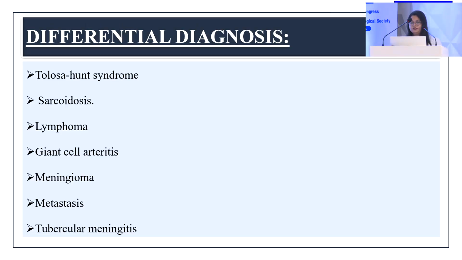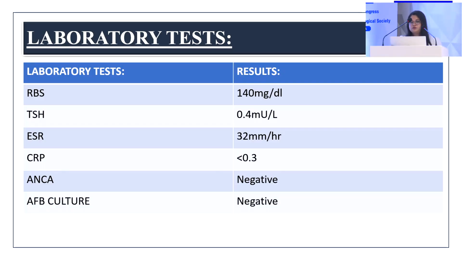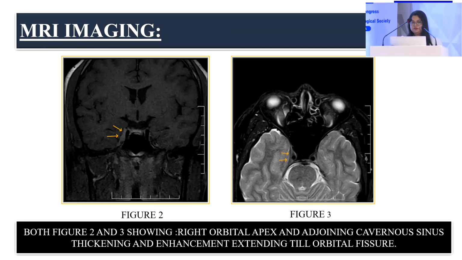So coming to the differential diagnosis, they can be Tolosa-Hunt syndrome, sarcoidosis, lymphoma, GCA, meningioma, metastasis, tuberculoma. So we did some laboratory tests. We found that RBS was 140 milligram per dL, TSH and CRP were normal, ESR was raised, ANCA and AP culture were negative. And on MRI, right orbital apex and adjoining cavernous sinus thickening and enhancement extending till the orbital fissure was found.